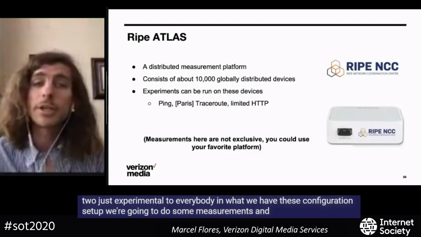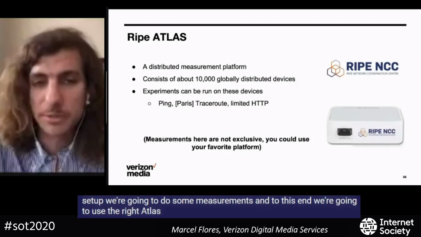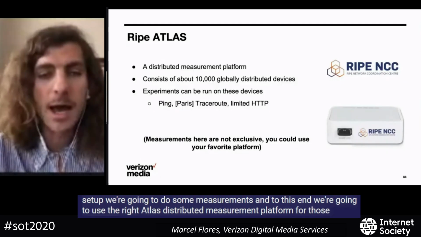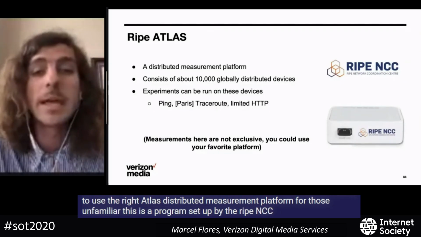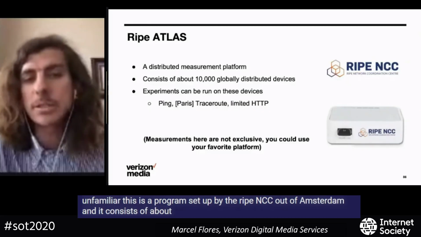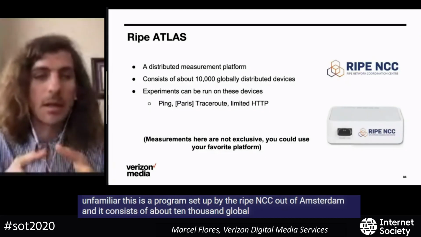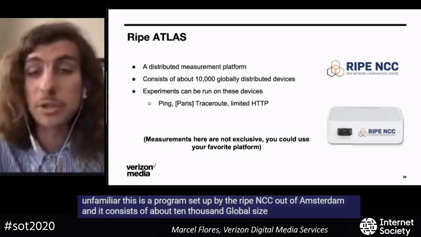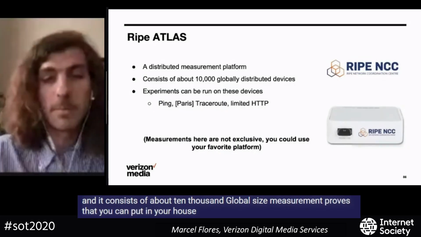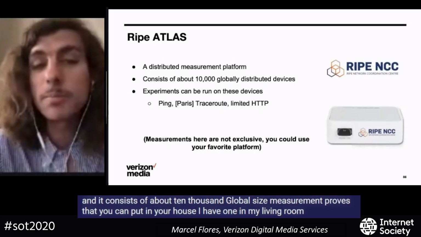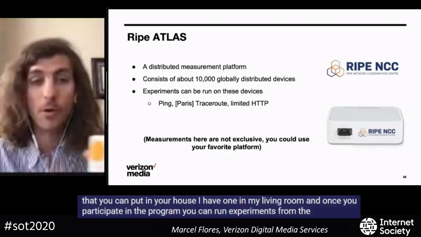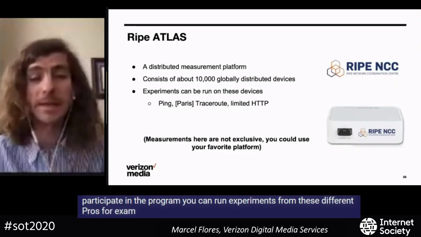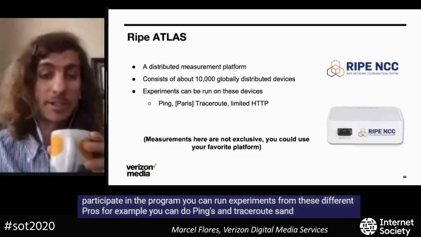And once we have these configurations set up, we're going to do some measurements. To this end, we're going to use the RIPE Atlas distributed measurement platform. For those unfamiliar, this is a program set up by the RIPE NCC out of Amsterdam, and it consists of about 10,000 globally distributed devices. They're these little hockey puck size measurement probes that you can put in your house. I have one in my living room. Once you participate in the program, you can run experiments from these different probes. For example, you can do pings and traceroutes and some limited HTTP gets.